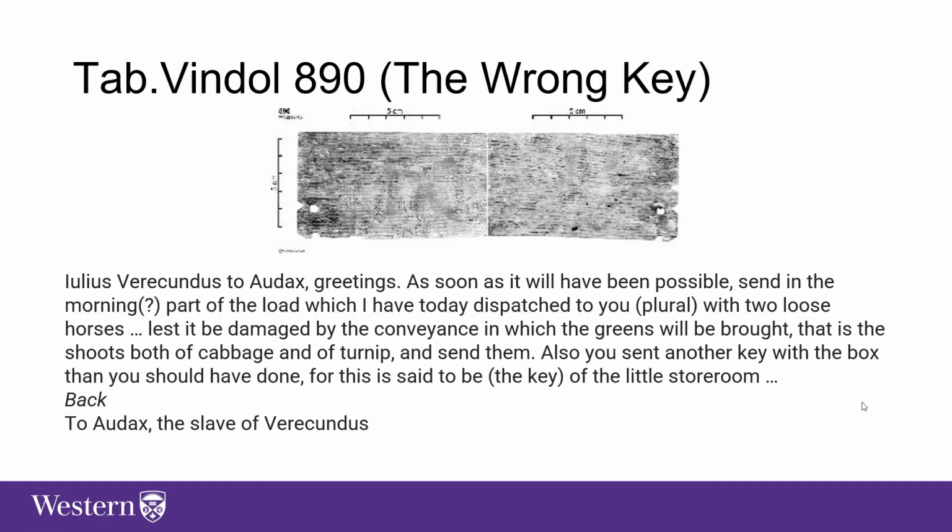It says, Julius Verecundus to Audax, greetings. As soon as it will have been possible, send in the morning part of the load which I have today dispatched to you, and that is to Vos. So more than one you, which might be a mistake or might be intentional. I tend to believe that it's intentional. With 2 loose horses. Lest it be damaged by the conveyance, and there's something missing where I've given you the ellipsis there, but lest it be damaged by the conveyance in which the greens will be brought. That is, the shoots both of cabbage and of turnip, and send them. Also, you sent another key with the box than you should have done, for this is said to be the key of the little storeroom.